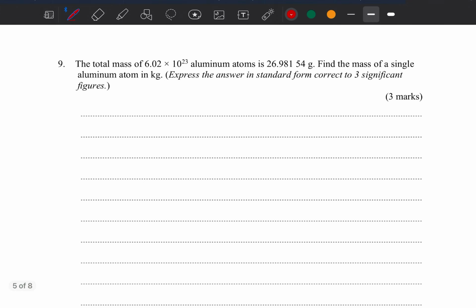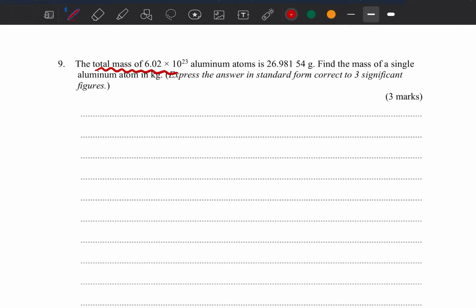Okay, so here we go to question 9. Question 9 is your standard form question. Some of you know how to change the standard form, you know how to do divisions, but the thing is you mix up the dividend and divisor, which one is divided by which.